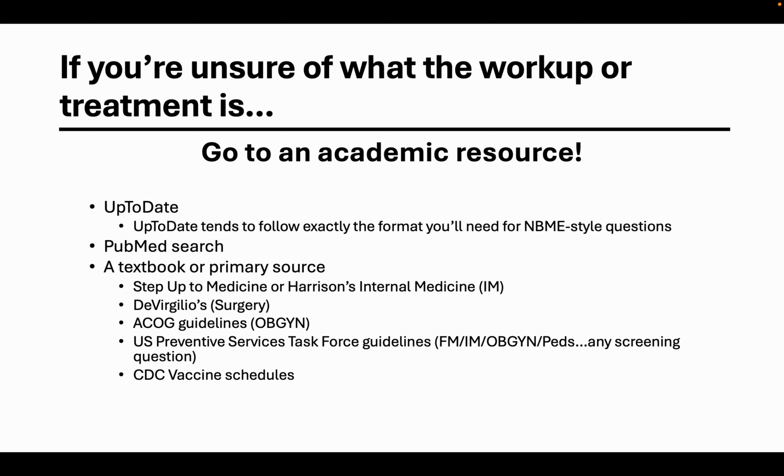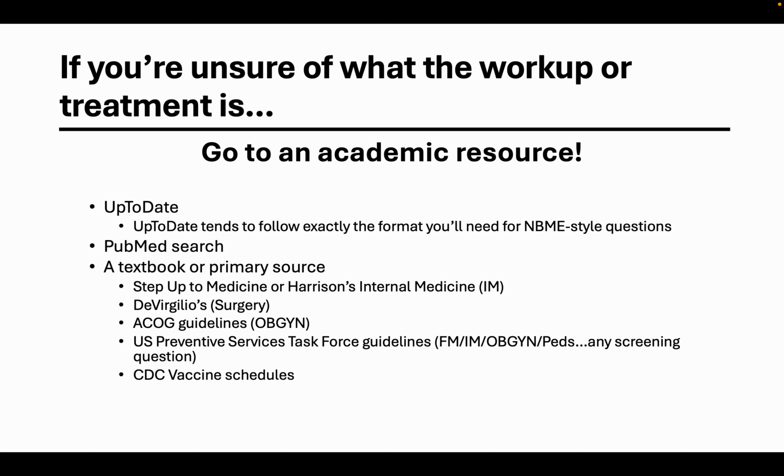And then really utilize, I think a lot of people underutilize, the professional society guidelines that are published. These are free, and you can just Google them. So this includes the ACOG guidelines, which are the OBGYN guidelines, and that's about recommended prenatal testing and the algorithms for preterm labor and who gets what, and all of these very specific OBGYN things. That's a great resource.